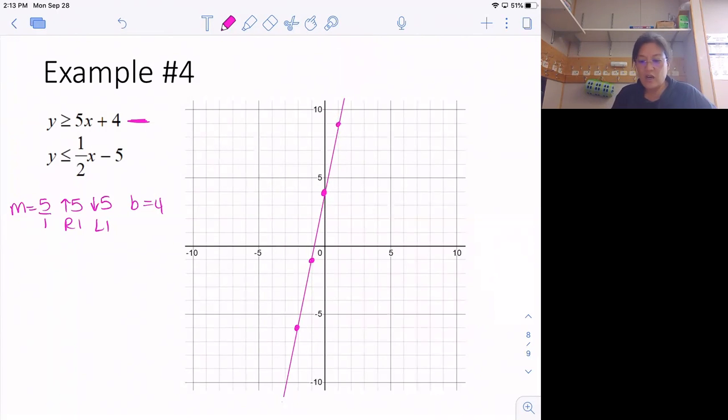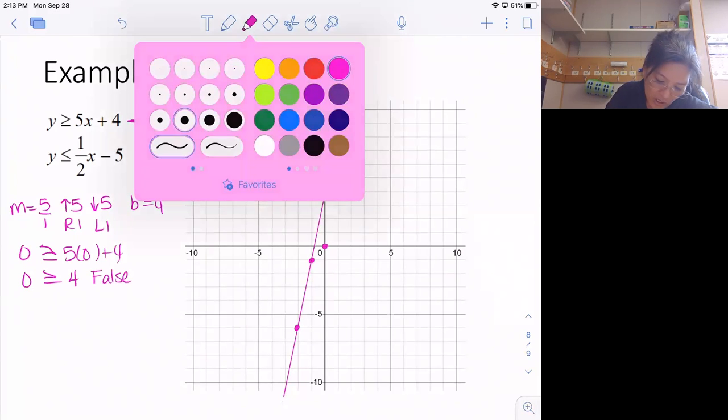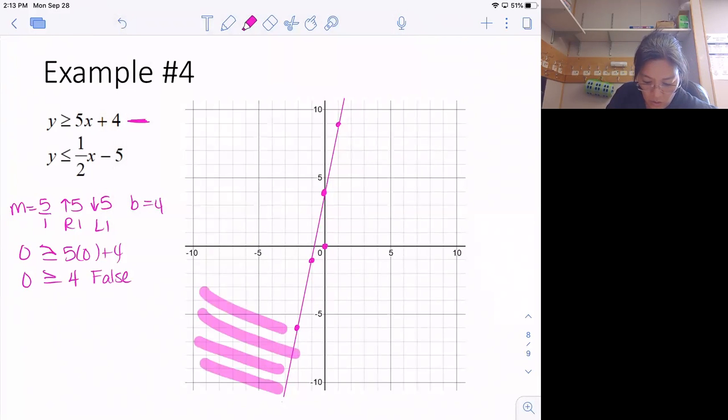Close enough. All right, let's test our shading. I'm going to test the point 0, 0. 0 greater than or equal to 5 times 0 plus 4. Is 0 greater than or equal to 4? Nope, that's false. So I'm not going to shade on the same side of the pink line. I'm going to shade above the pink line, or to the left.